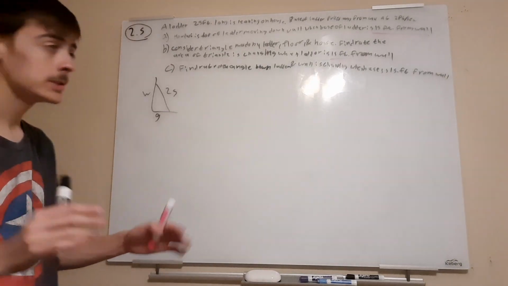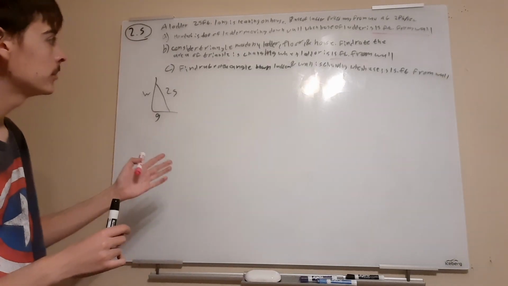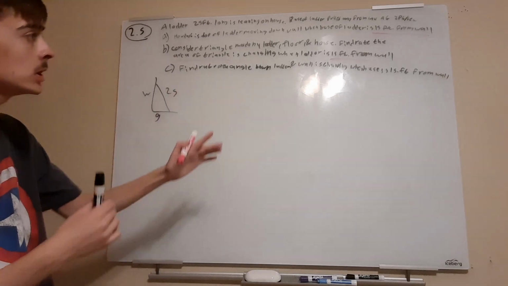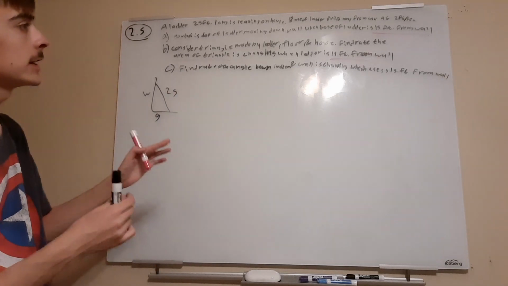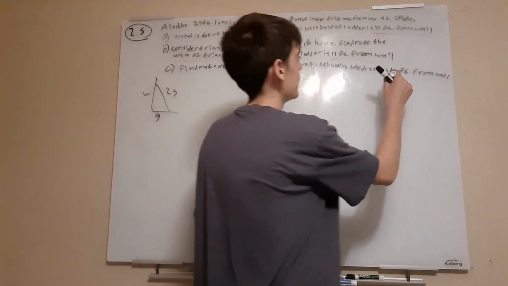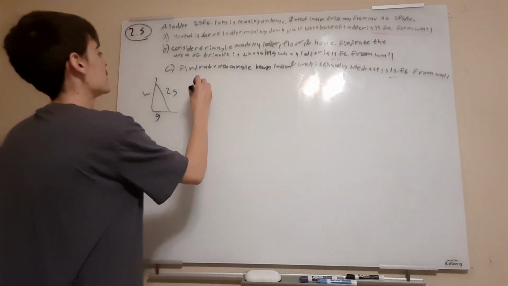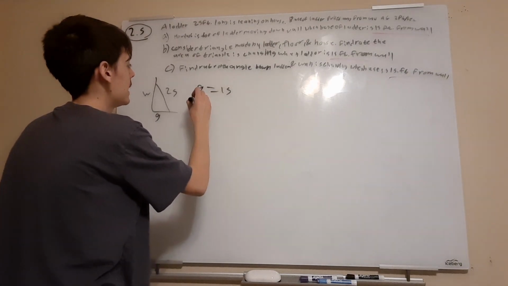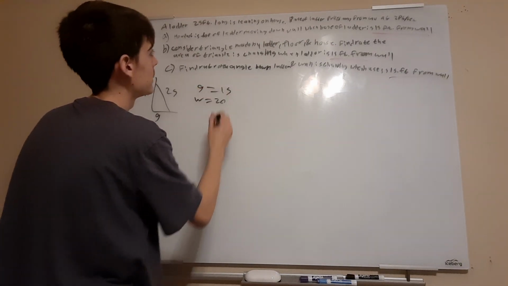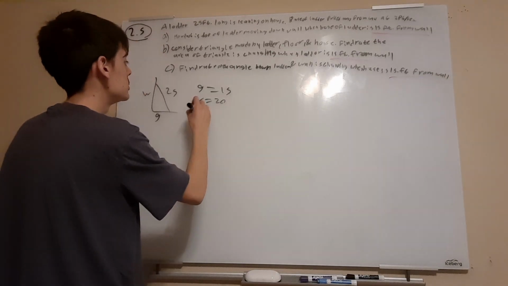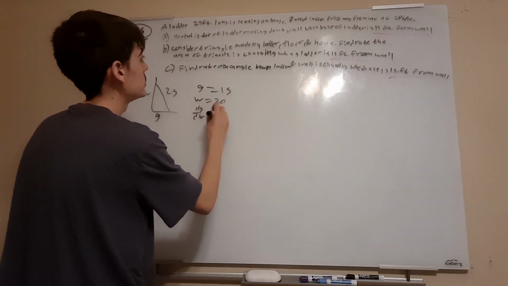Okay, part C. So part C wants us to find the rate of change of the angle between the ladder and wall when the base of the ladder is 15 feet from the wall. Let's highlight that again, even though it's basically the same thing that we've been using this whole time. So again, G is equal to 15, and that means W is equal to 20. And also in the top there, we had that dG/dt is equal to 2.